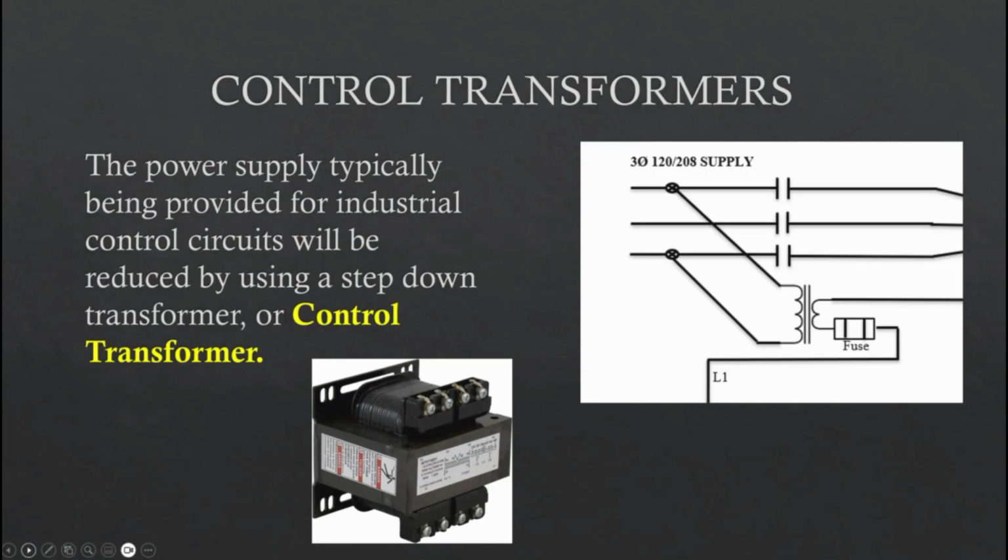Obviously, when you can drop the voltage from maybe 480 volts or 277 volts down to 120 volts or even down to 24 volts, that's going to create a lower voltage and in essence create a safer environment around those conductors and conduits or what have you. The power supply typically being provided for industrial control circuits will be reduced by using a step-down transformer or control transformer.